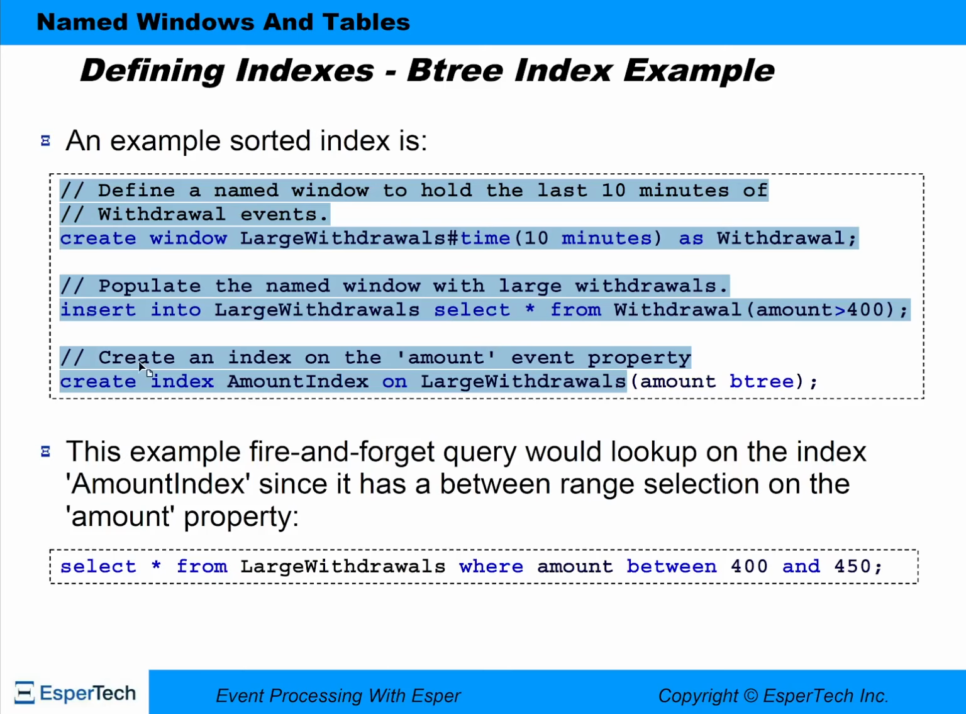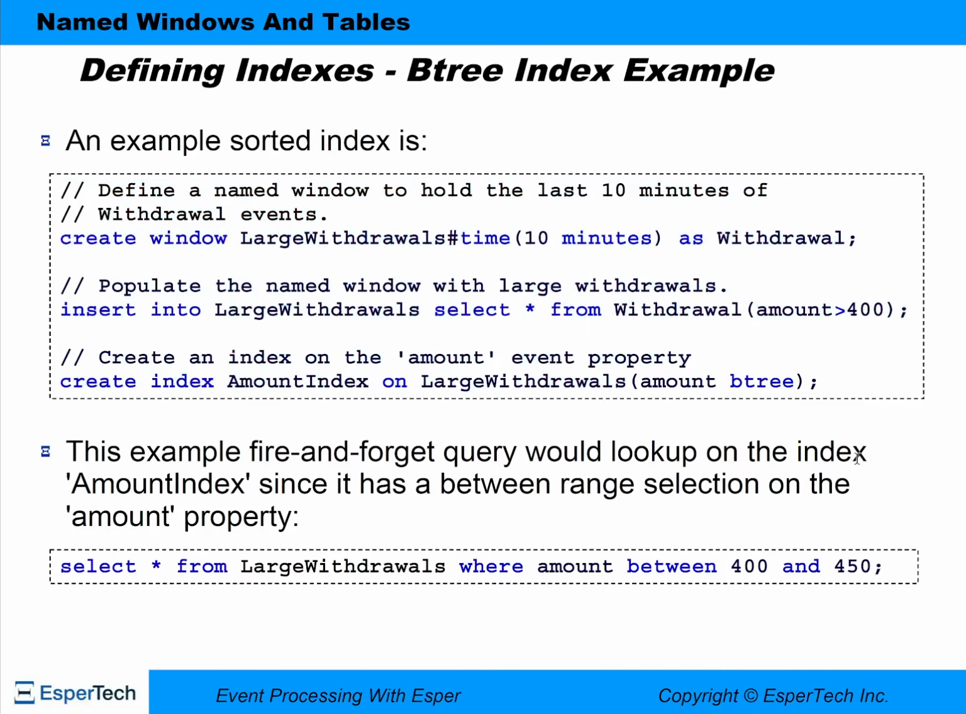Next, the example creates an index on the amount event property. Create index AmountIndex on LargeWithdrawals(amount btree). This example fire-and-forget query would look up on the index AmountIndex, since it is a between range selection on the amount property. Select * from LargeWithdrawals where amount between 400 and 450.